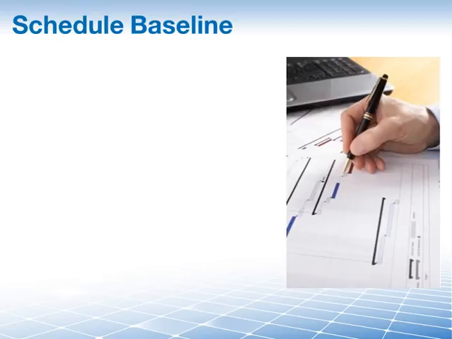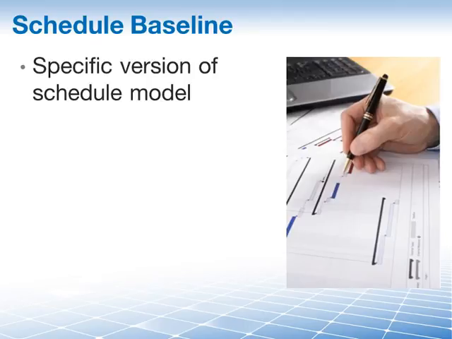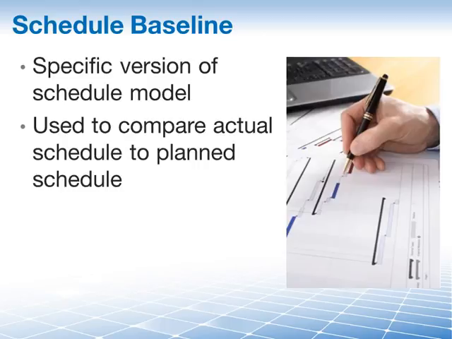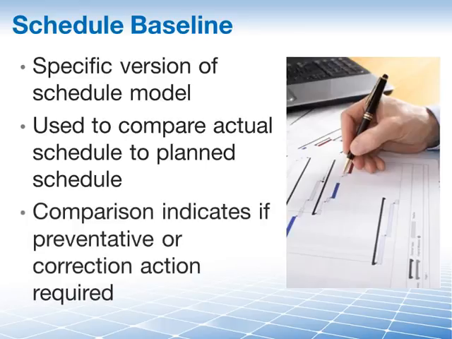Next, we have the schedule baseline, which is an approved version of your schedule model that is, of course, used to compare actual results to the plan, just as we do it with any other plan, meaning that the planned schedule is your baseline and the actual schedule is what's really going on in terms of time being spent on your project. And why do we do this? Well, we do this in order to determine, here we go again, if preventive or corrective action is needed to meet the project objectives in regards to the schedule.